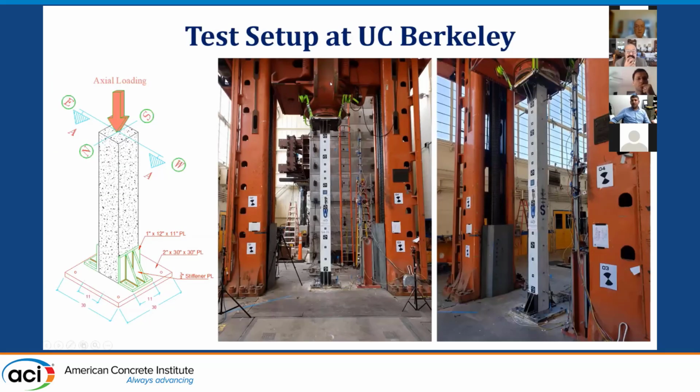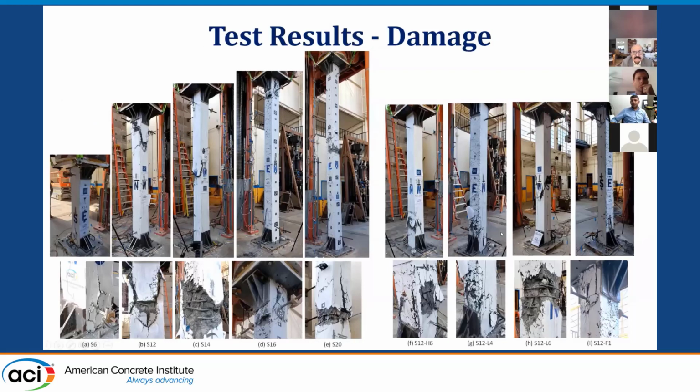They have one of the largest axial testing machines. It has a capacity of 4 million pounds, and this is one of the columns that we tested, just to give you an idea of the test setup. We tested all 9 columns, and you can see here the damage that we got for all 9 of them.